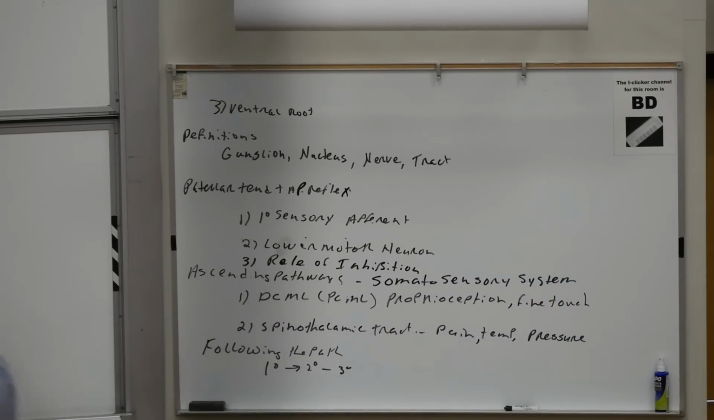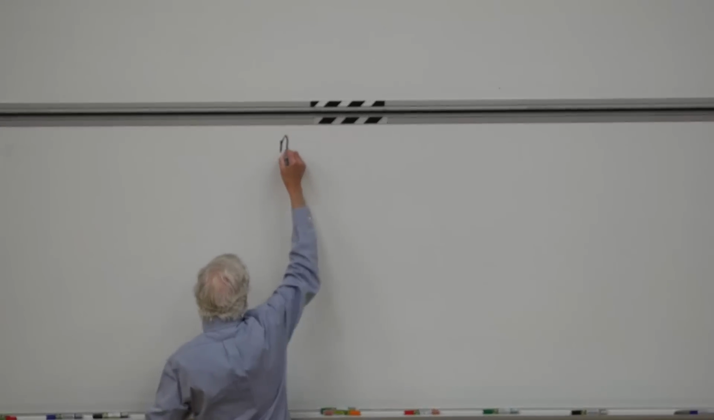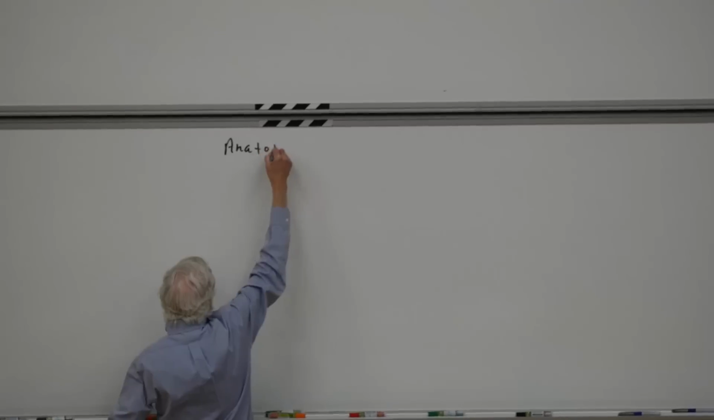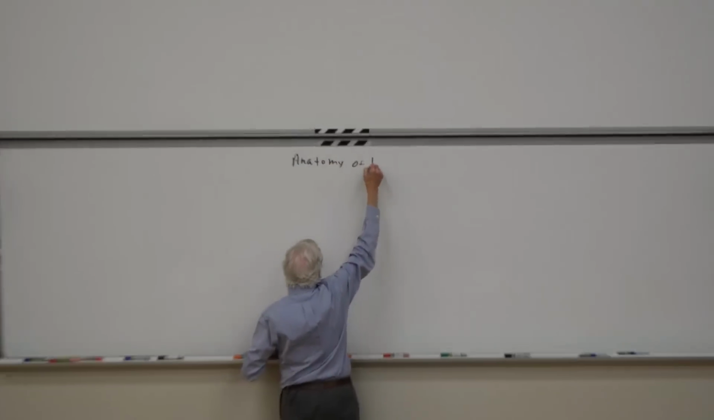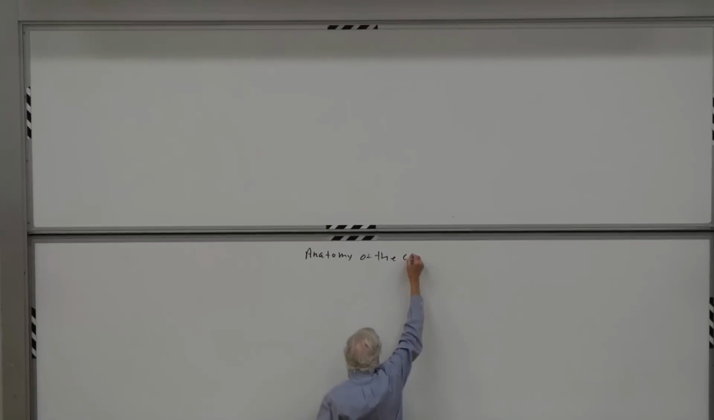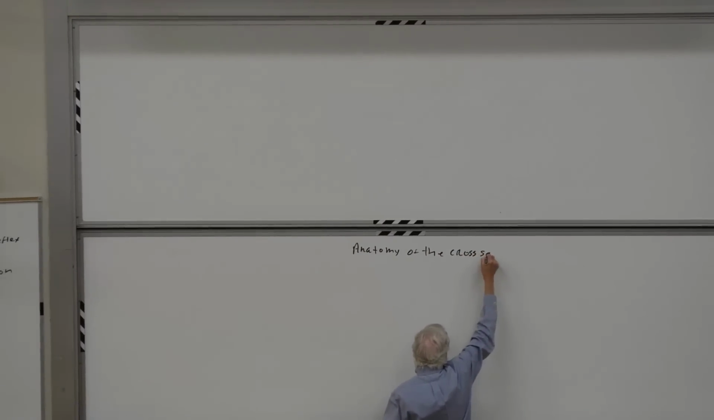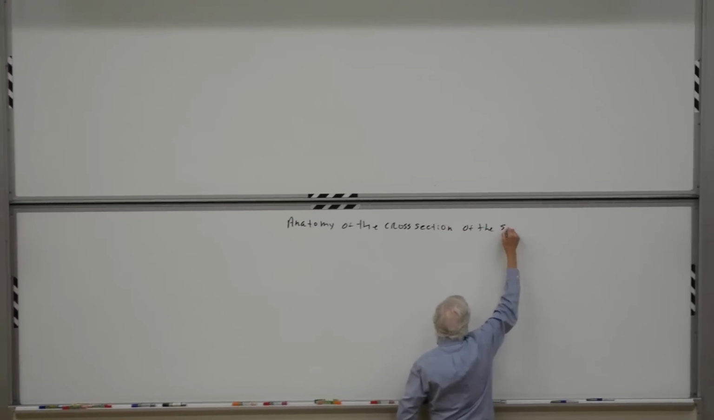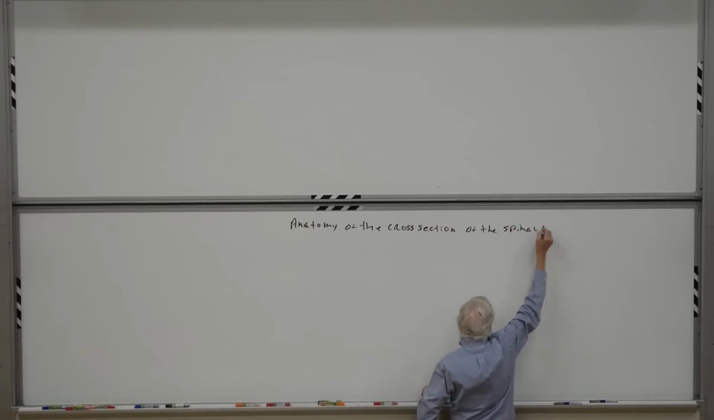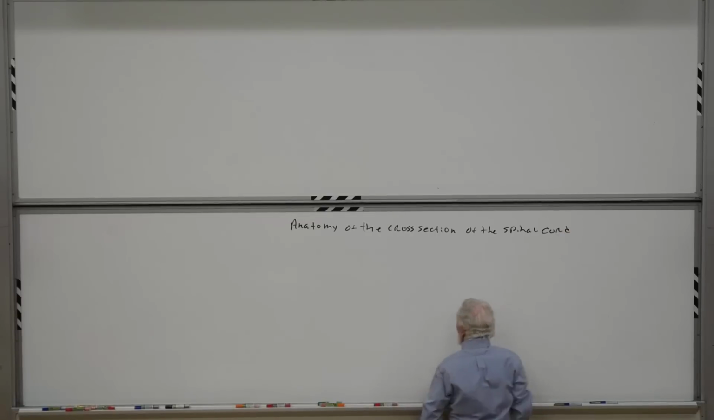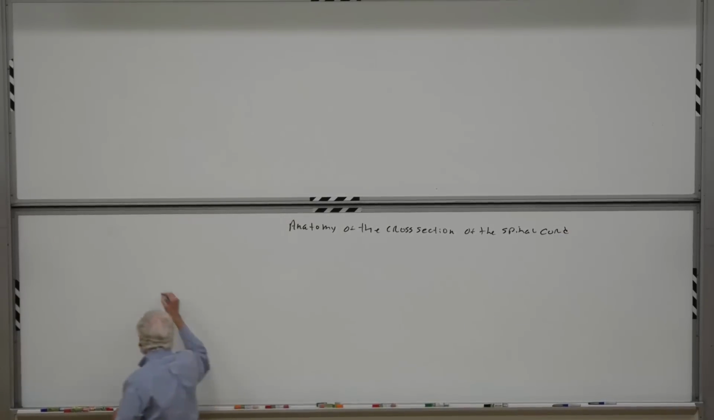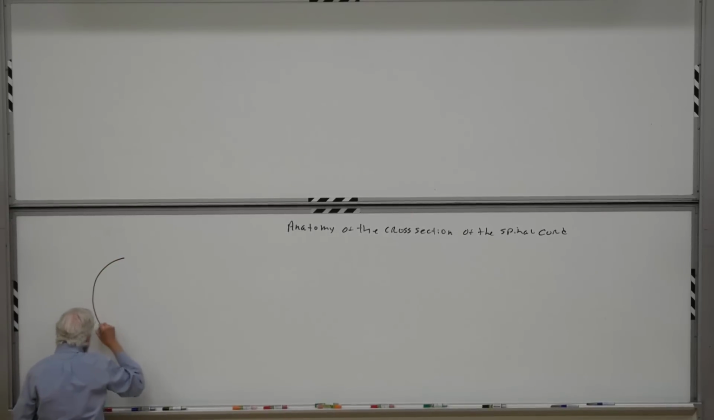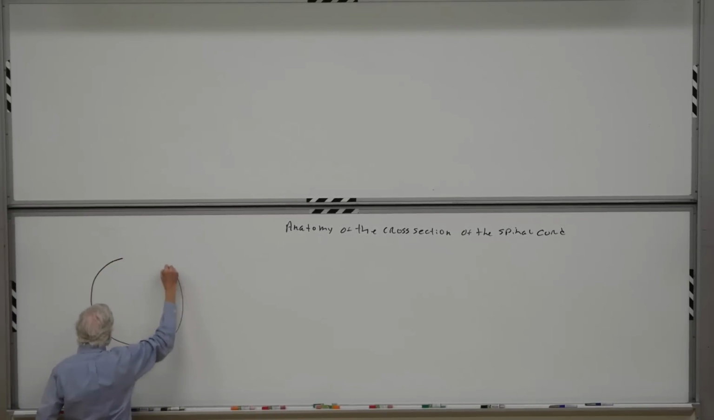So we'll follow those sensory pathways. Now, what I want to do here is describe the anatomy of the cross-section of the spinal cord. I'll begin this simply by drawing a circle. That's meant to be the spinal cord in cross-section.